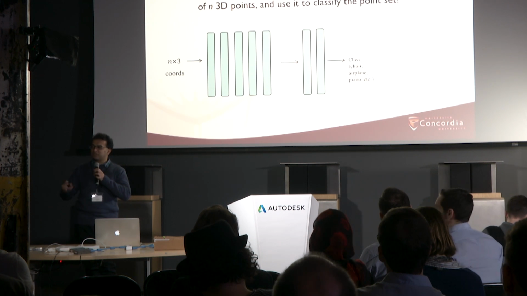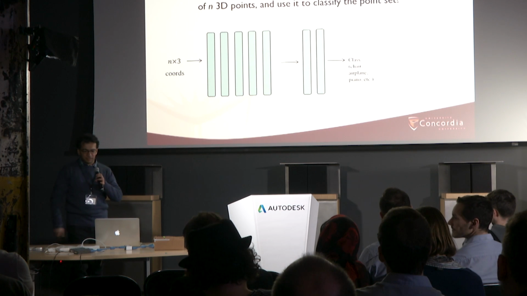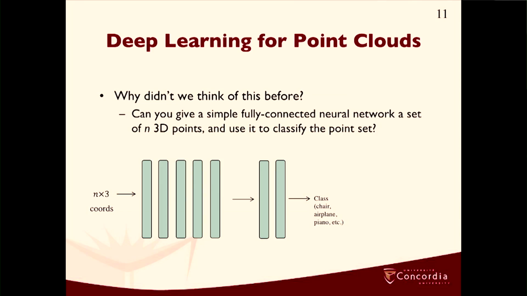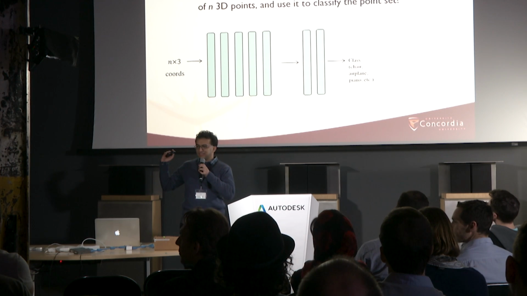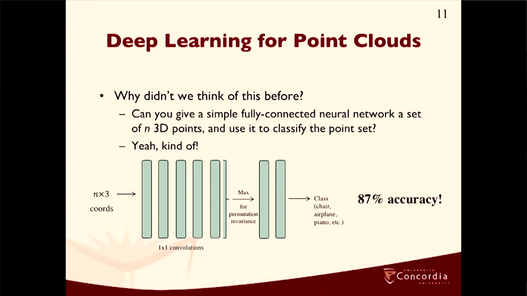And let me just describe in a really simple way the idea behind Pointnet. And let's start really simple. Can you give a simple, fully connected neural network a set of, say, 1,000 3D points, and then use that to classify the point set? Well, the answer is yeah, kind of. It's kind of counterintuitive. But of course, you need a few modifications to the network in order to make this possible. And with this sort of architecture, you get 87% accuracy for classification.